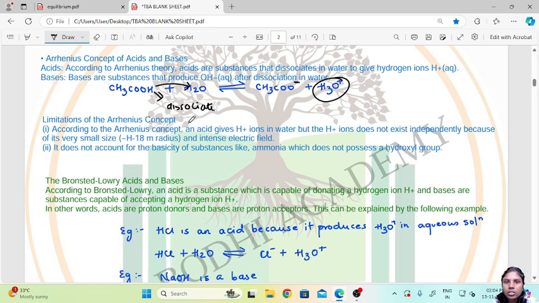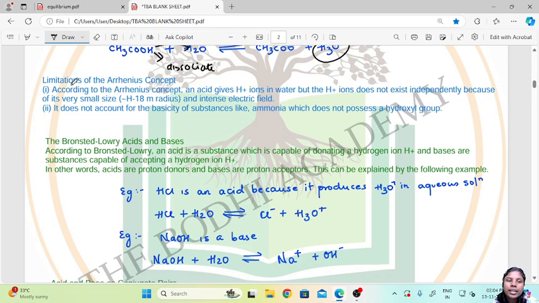Now this Arrhenius concept of acids and bases had a few limitations. First, according to the Arrhenius concept, an acid gives H plus ions in water, but H plus ions cannot exist individually or independently. They need to be paired up with something, because they have a very small size and also an intense electric field. That is the reason that on dissociating, H plus won't remain as H plus in the solution. It will go and bind or combine with something.